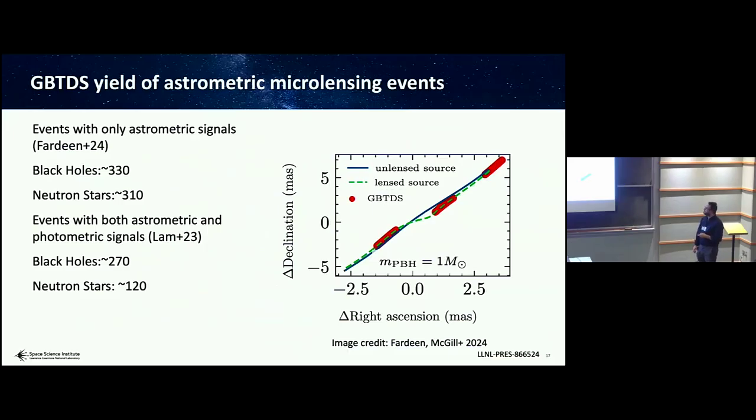If you just run basic yield calculations, these are the things with just astrometric signals, wide separation lensing events, we expect about 330 black holes, and a similar number of neutron stars. And this is in addition to the closer-in events that have both astrometry and photometry. So this is going to be, in terms of numbers and information content, as important as the well-studied way to get microlensing events with Roman.